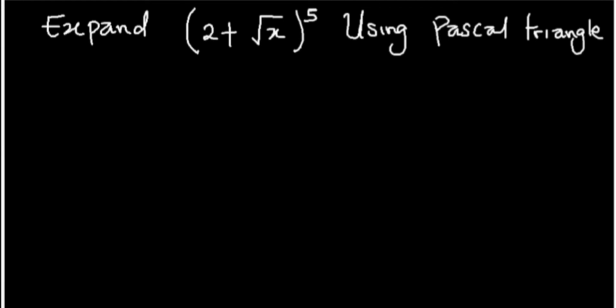Alright, we are asked to expand (2 + √x)^5 using the Pascal triangle. So I will quickly explain what a Pascal triangle is before we get into solving this question. Now, what is a Pascal triangle? Pascal triangle is actually an innovation that helps in the expansion of a binomial, right? Once we are presented with a binomial, we can implement the concept of Pascal triangle.